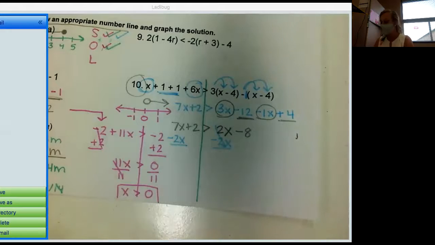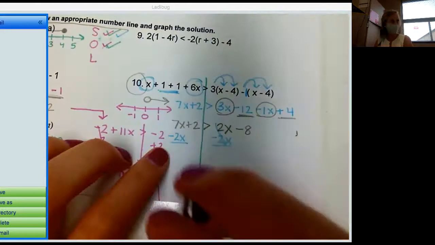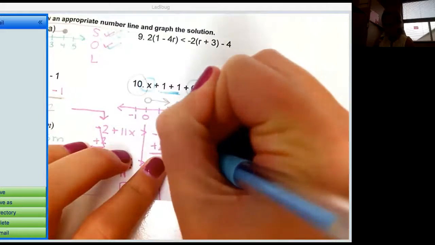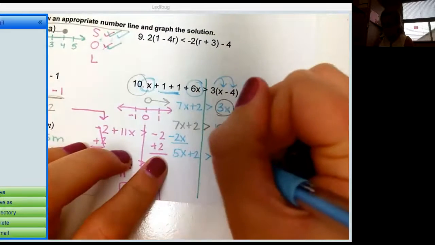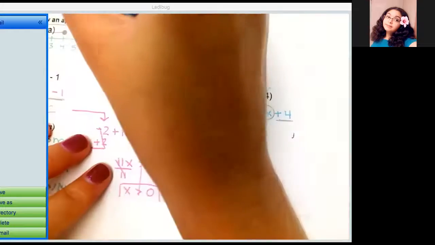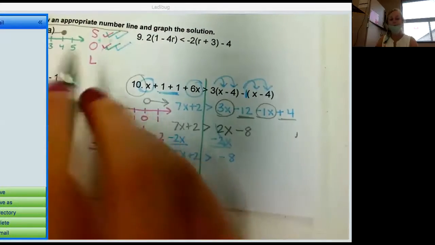All right. So 7x minus 2x. Okay, good. That took you a while. Good. 5x plus 2 greater than -8. So now we're done with the O. And then the L, lock in your variable.